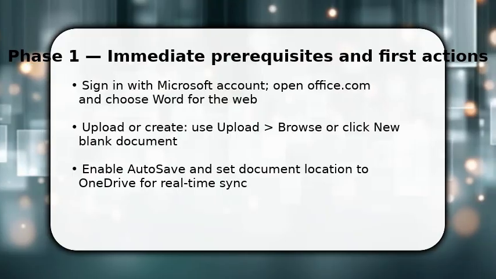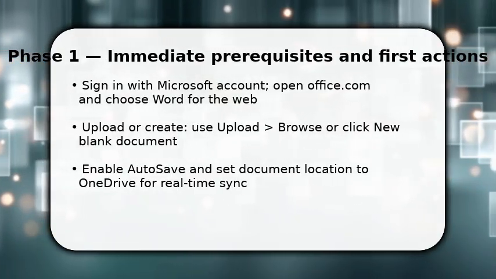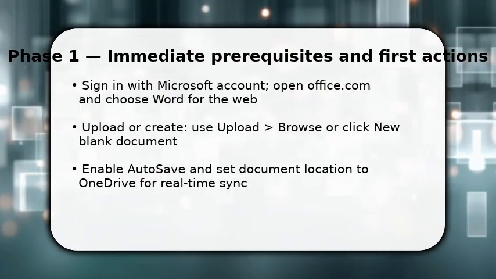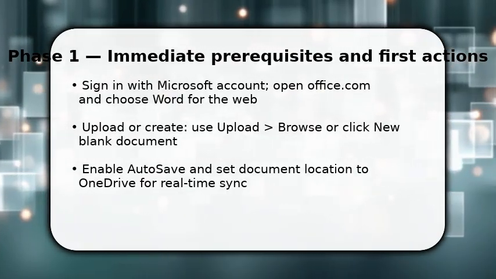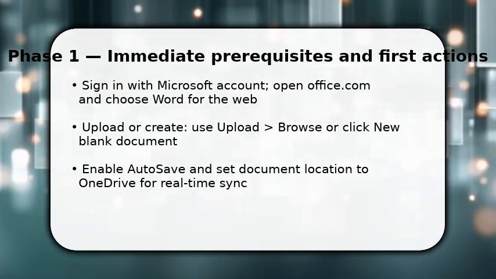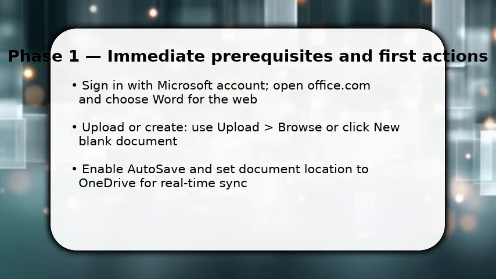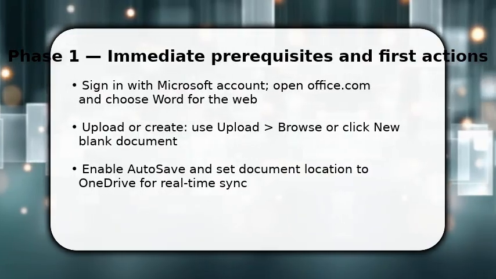You start by signing in and opening Word for the web. This gives you cloud autosave and simple sharing. Once signed in, upload an existing doc or click New Blank document to begin immediately. Make sure autosave is on so every change saves to OneDrive. This prevents version conflicts. If you need a template, click New from Template and pick one.